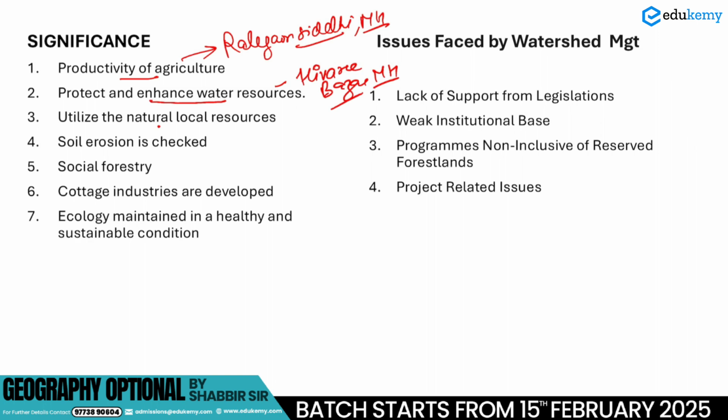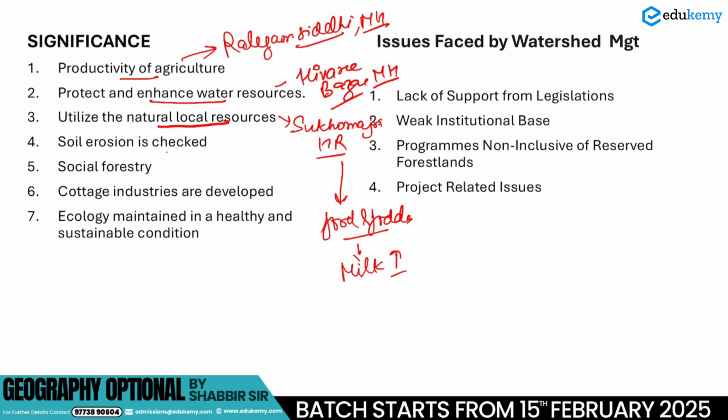Third is utilizing the natural local resources. The best example for this is Sukho Majri. Sukho Majri is a village in Haryana where the locals have made the best use of the integrated watershed management program, and with this they have managed to make food and fodder well available to their cattle, due to which their milk capacity has increased.